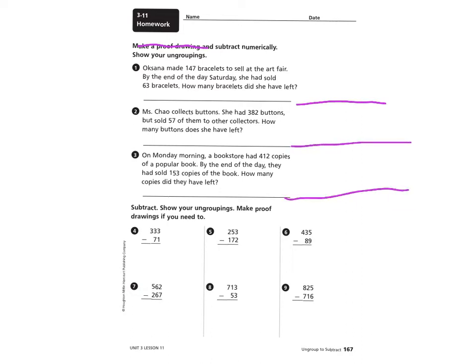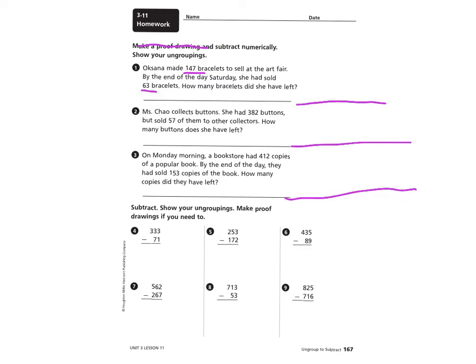We've done this a lot this year already, but the last few lessons have been addition, so we are going to be on a little subtracting trend for a few days. All right, let's look at our first one. It says Oksana made 147 bracelets to sell at the art fair. By the end of the day, Saturday, she had sold 63 bracelets. How many bracelets did she have left?